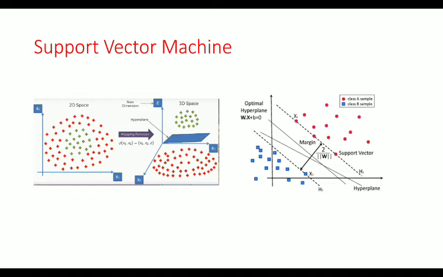Now observe the right side image. In this case we are taking two classes. The blue is the class B samples and A is the class A samples. Two classes are there.